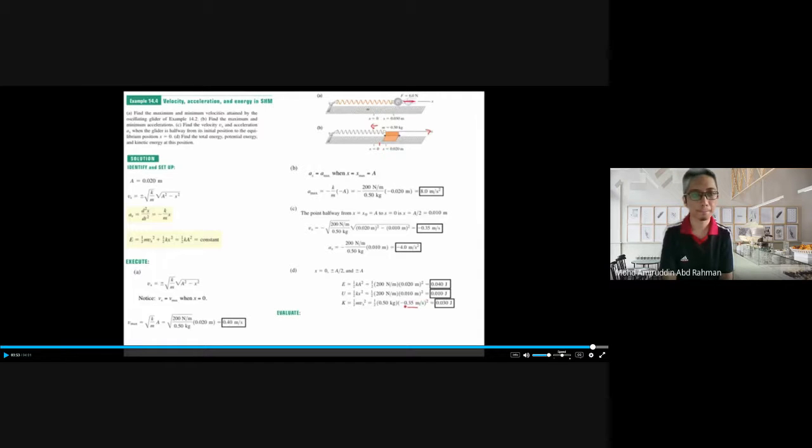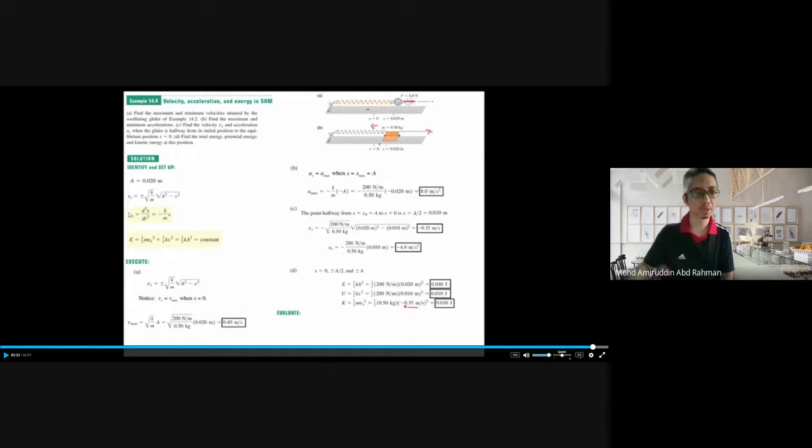Actually, this can be taken from v squared, where this is omega. So v squared equals omega squared times a squared minus x squared. So that's the relationship.